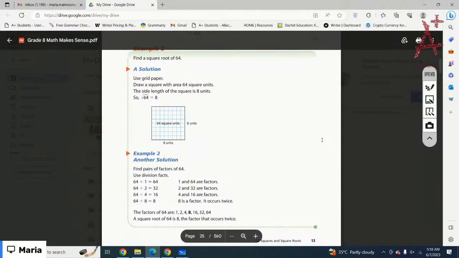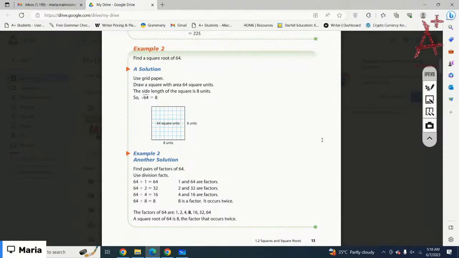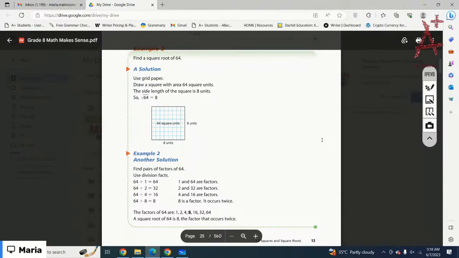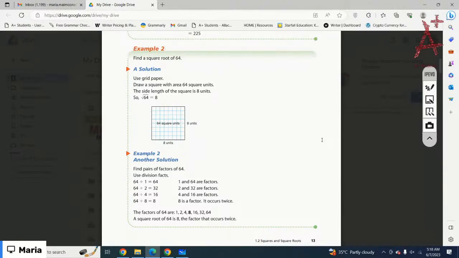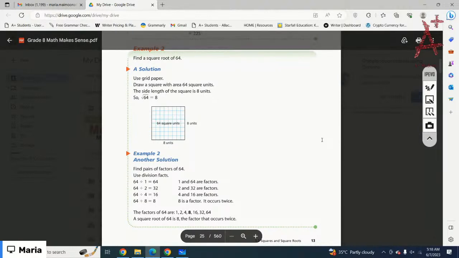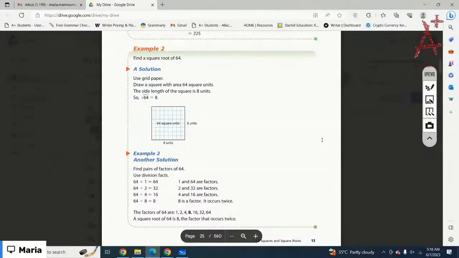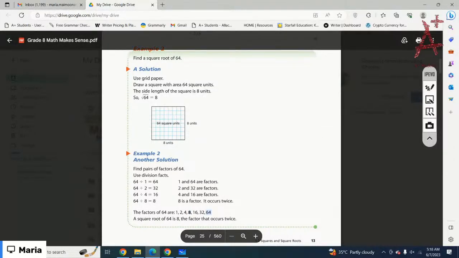Another solution is to find pairs of factors of 64. Got it? You can say 1 times 64 is 64, 2 times 32 is 64, 4 times 16 is 64, and 8 times 8 is 64. Here is the list of the factors: 1, 2, 4, 8, 16, 32, 64. Let's just count them: 1, 2, 3, 4, 5, 6, 7. See, they are odd in number. That means 64 is a perfect square because 8 occurs 2 times. 8 times 8 is 64. Got it?